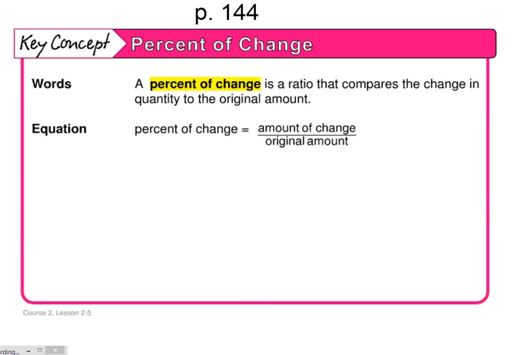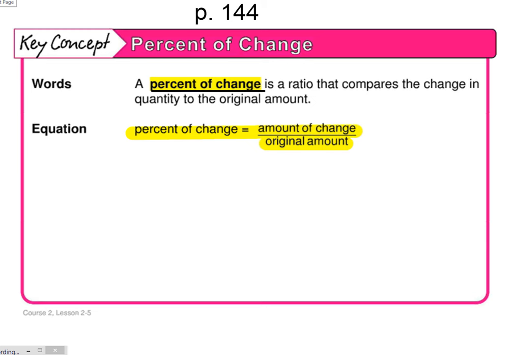Okay, now beginning on page 144, we have some key concepts for this lesson. The first vocabulary word is percent of change. Percent of change is a ratio, and it compares the change in the quantity to the original amount. The equation can be shown like this. Percent of change is equal to the amount of change divided by the original amount. And so that's how we can find the percent.